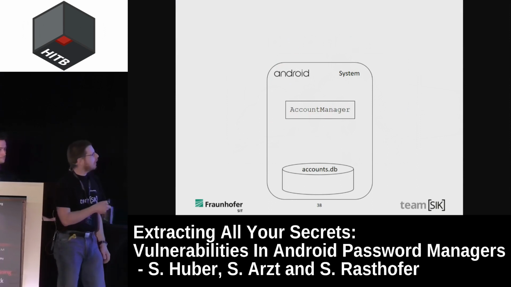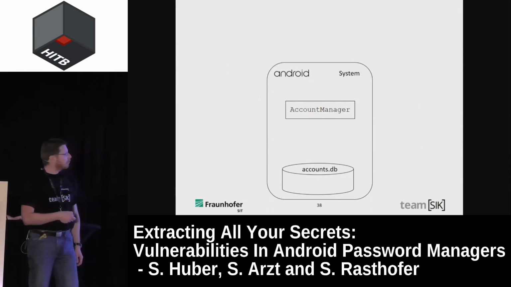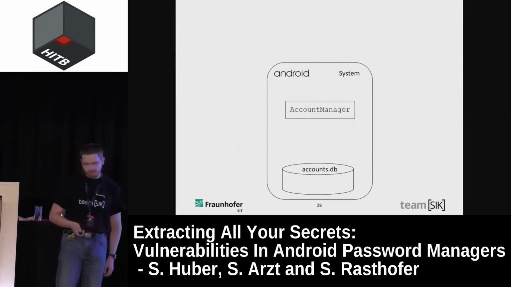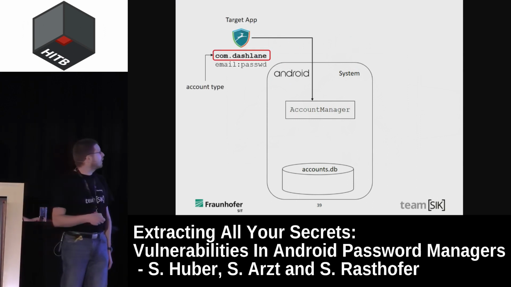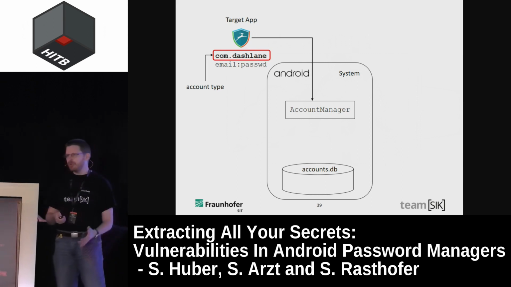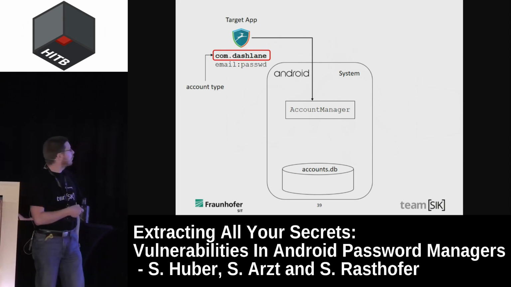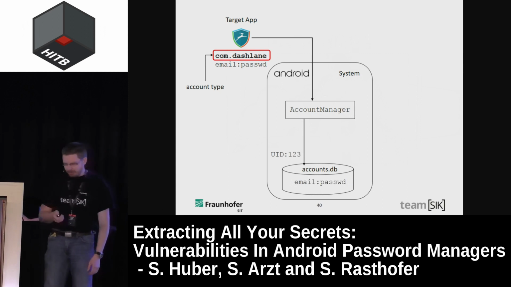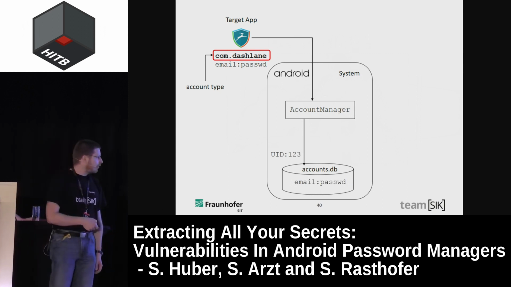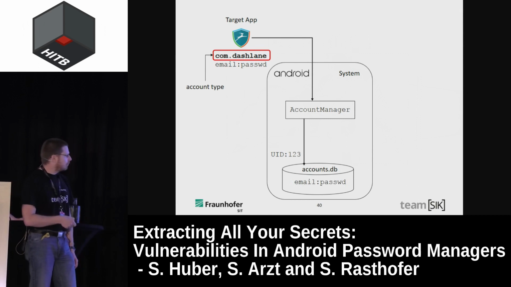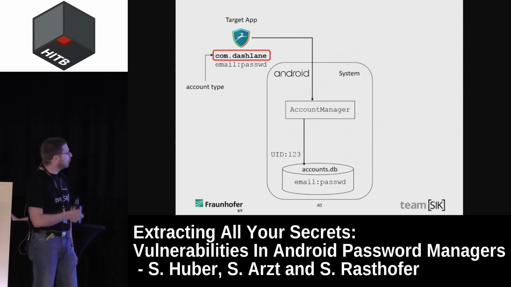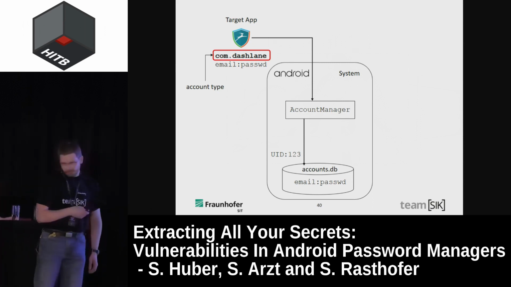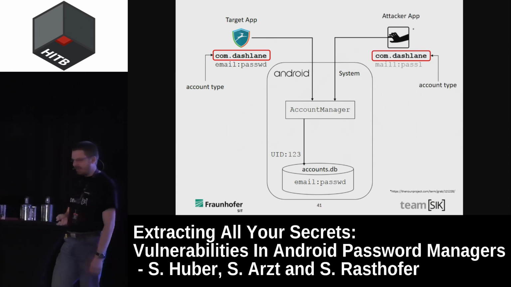So here again you see the Android system, our account manager API, our account database. Now when we install an application and the application wants to store some information in this database, it needs a so-called account type. You can imagine this account type as some kind of primary key for the database. So the data are stored in the database. Also Android stores the UID, so it knows, okay, for this UID and this kind of primary key, this stored information is associated. Now we see our attacker app.